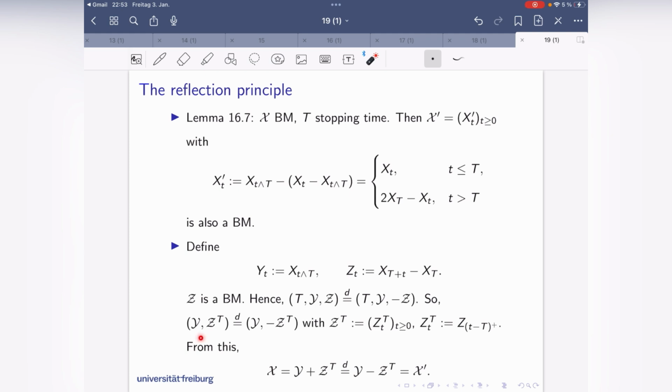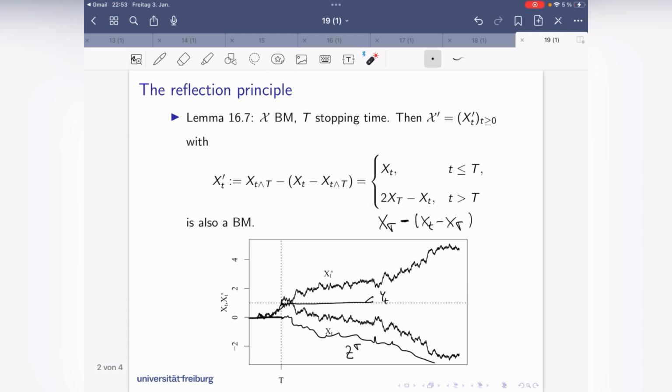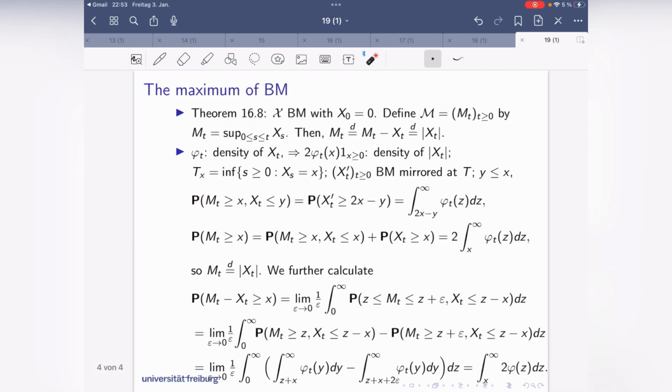Yeah, because this here is just a function of T, Y, and Z, and the same function of T, Y, minus Z. Well, and if this here is true, then Y plus this thing has the same distribution as Y plus this thing, which amounts to X and X prime having the same distribution. Okay, that's the reflection principle. So Brownian motion reflected at a stopping time is again a Brownian motion.